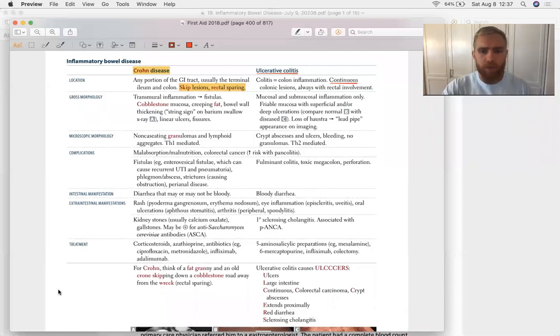First Aid summarizes this very well. I encourage you to just take this table and fold a paper hot dog style, right? And then just copy it down and do that 2 or 3 times, and you're going to know CD and UC.